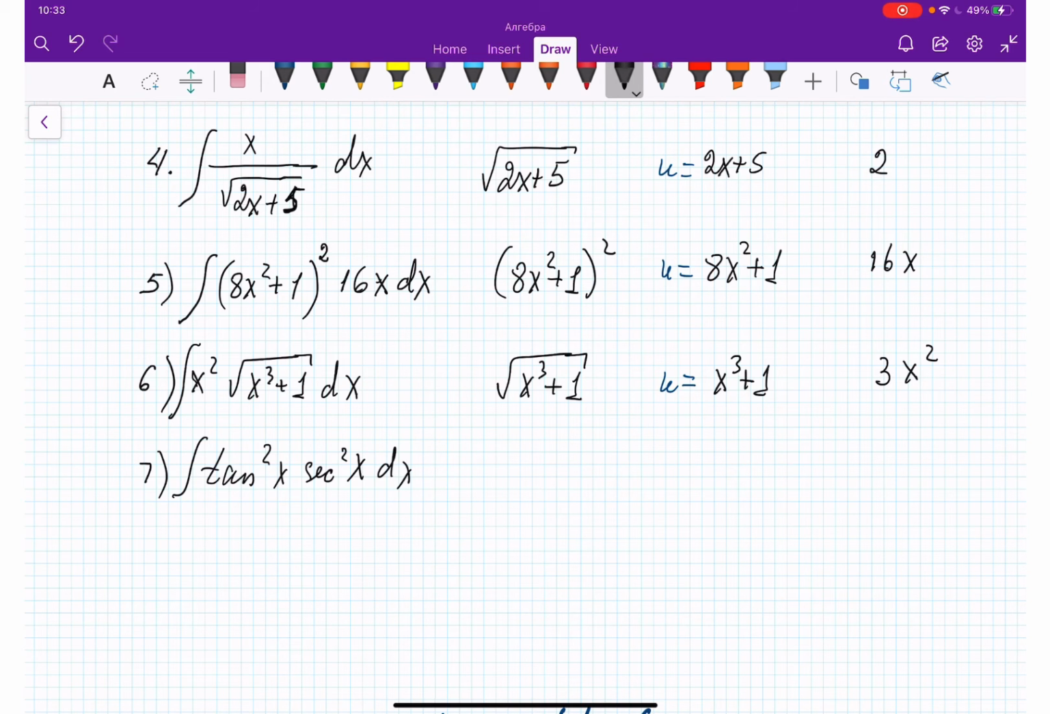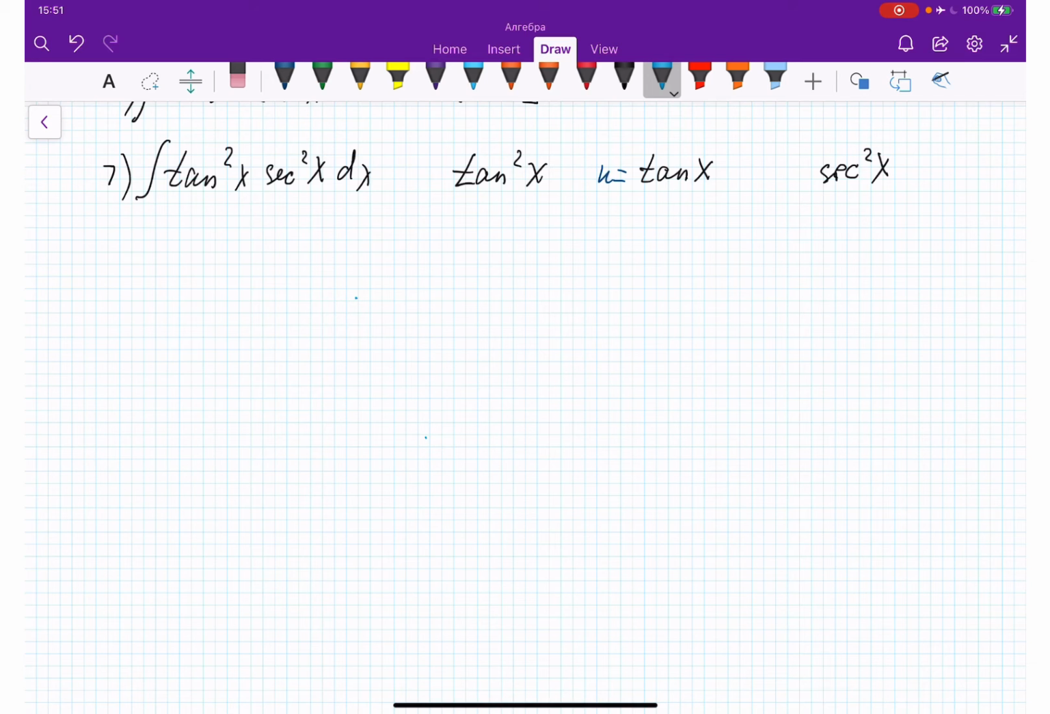So f of g of x is going to be tangent squared x. G of x is going to be tangent x. That's the one we are substituting. And lastly, the derivative is going to be secant squared x. Okay, let's practice some problems here.